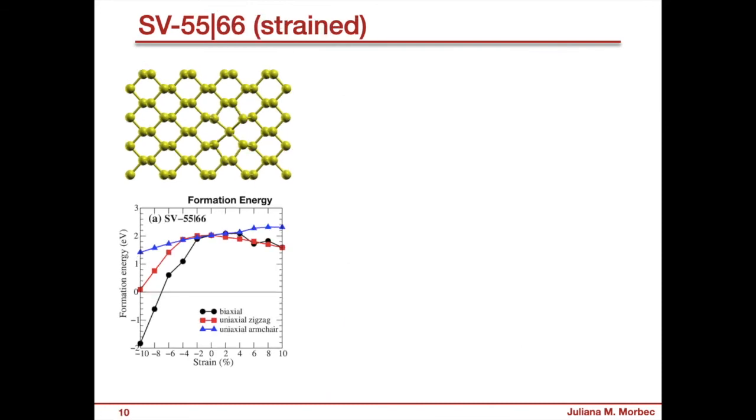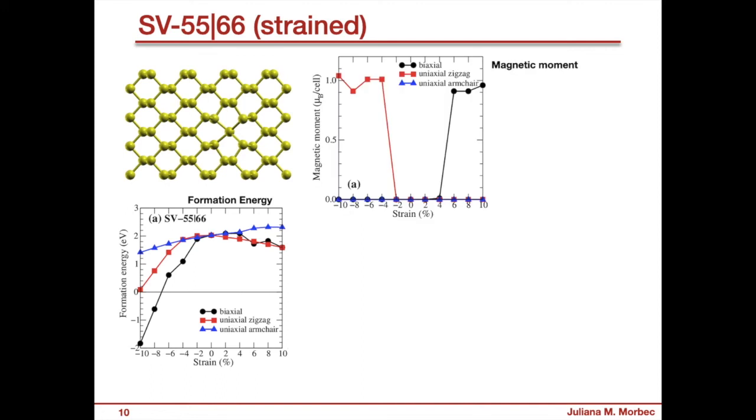For the SCV5566 system, remember it was non-magnetic. The system was non-magnetic with 0% strain. But when you apply uniaxial strain along the zigzag direction, compressive strain, you see that the magnetic moment goes up to 1 millibor per cell.